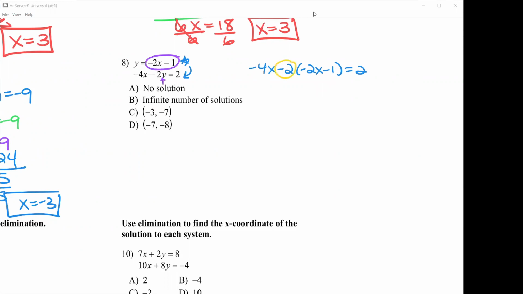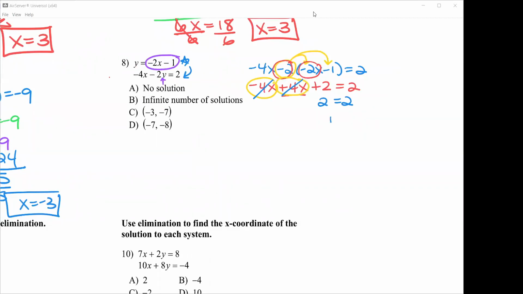So I am going to distribute this -2 so that I have -4x plus 4x plus 2 equals 2. Because -2 times -2x is 4x, and then -2 times -1 is +2. Now, when I combine like terms, I notice that I have this -4x and +4x here, which cancel out. So you are left with nothing, not even an x. Okay, so that's all 0. Plus 2 is simply 2, so we have 2 equals 2.